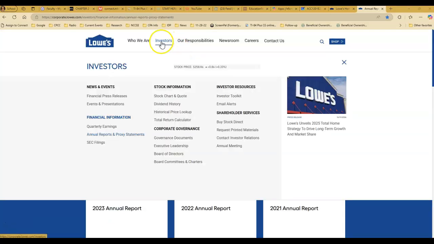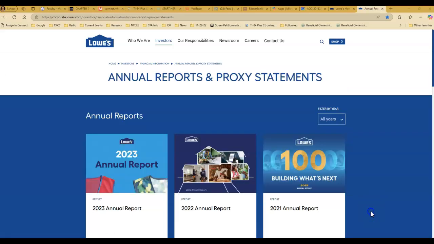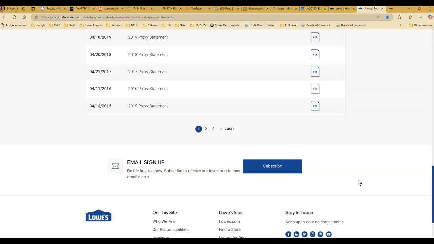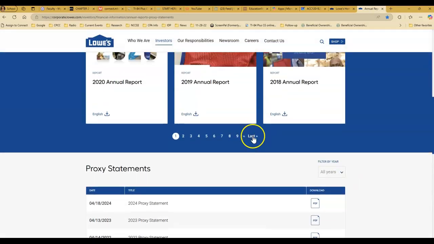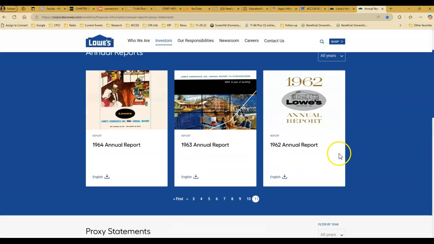All right, so to get to the financial statements, I just came up here to investors. Right here under financial information is the annual reports and proxy statements. So a couple of things to note here. We've got all years. We've got annual reports, and they go way back. I'm going to go to last.